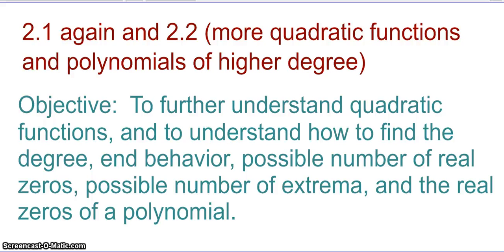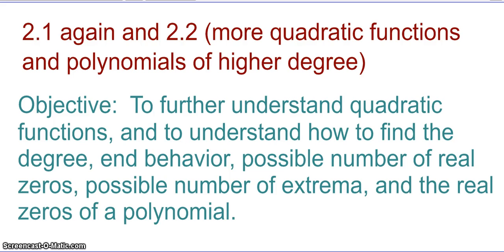Alright, today we're going to continue with 2.1 and we're also going to start 2.2. So we're going to look a little bit more at quadratic functions and then we're also going to start to look more at polynomials of higher degree. And we want to understand everything we can about polynomials. So we're talking about degree, end behavior, possible number of real zeros, possible number of extrema, number of real zeros, the actual zeros, all of that fun stuff.